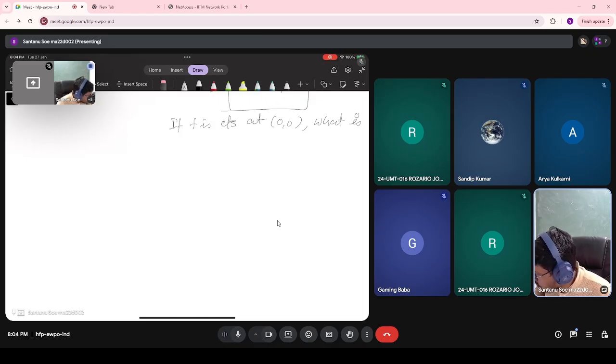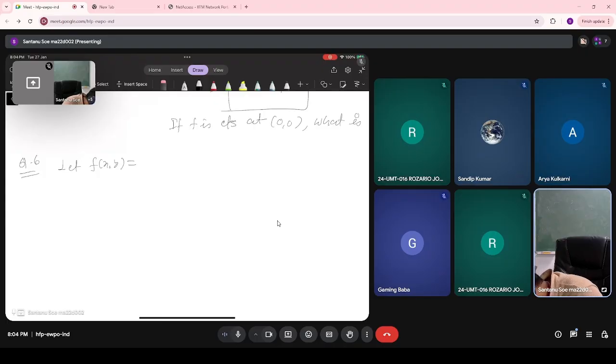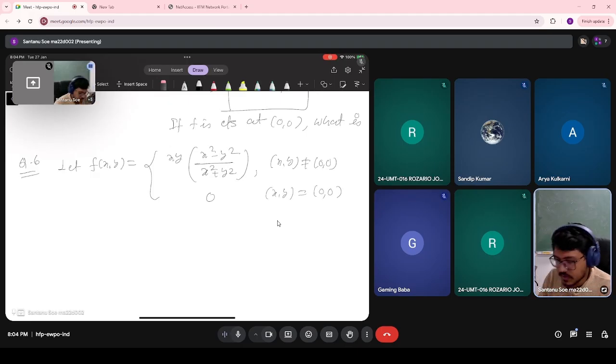Okay, so I'm going to use polar coordinates this time, and I will show. So, for example, this is another question. Let f of x comma y equal xy multiplied by something, where x and y are non-zero, and 0 when x comma y equals 0 comma 0, right?